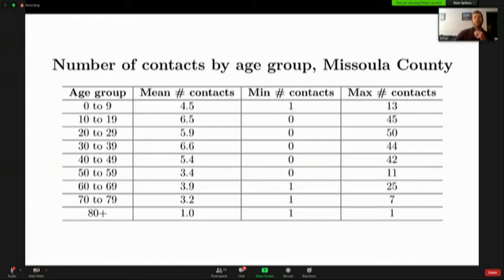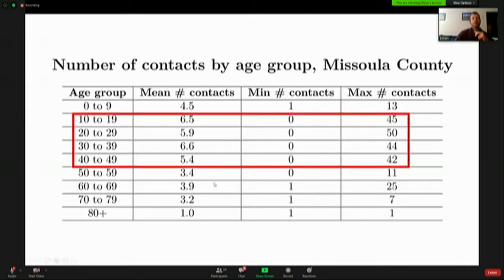Great. Thanks, Chrissy. And so in this table, we're looking at the contacts for cases in Missoula County, and that's divided up by different age groups of the cases. And similar to the case numbers and incidence rates, younger individuals in the county on average have higher numbers of contacts. So you can see that kids in their teens, as well as 20, 30, and 40-year-olds, all have on average 5 or more contacts per COVID case. And these are also the groups that have the highest maximum number of contacts.